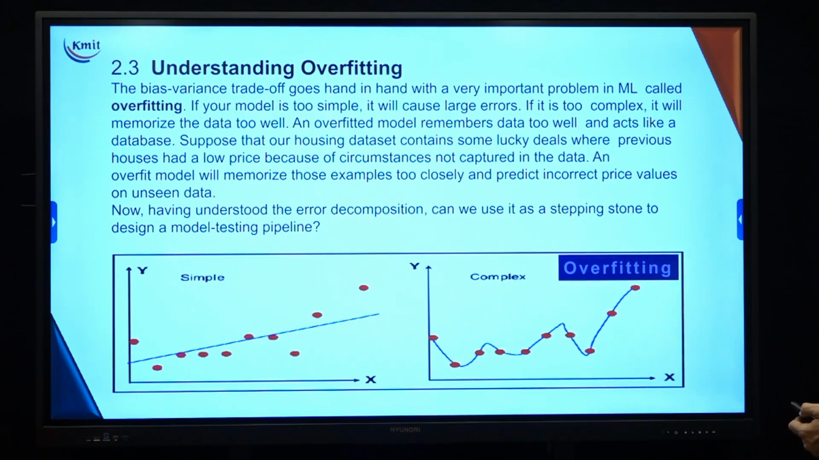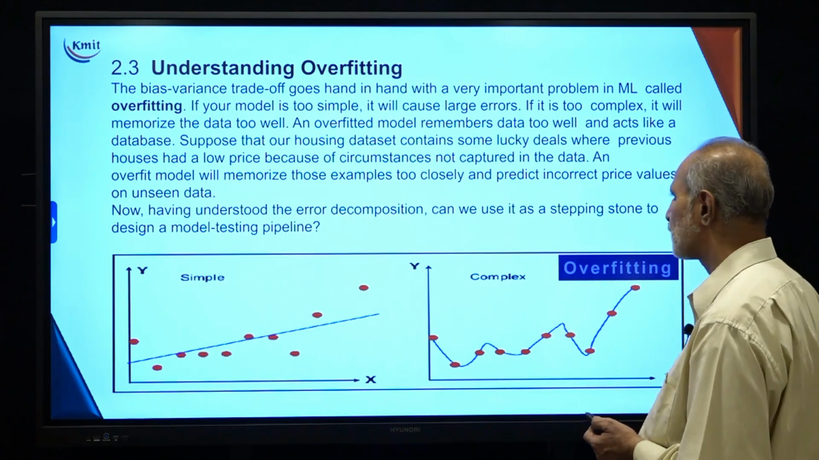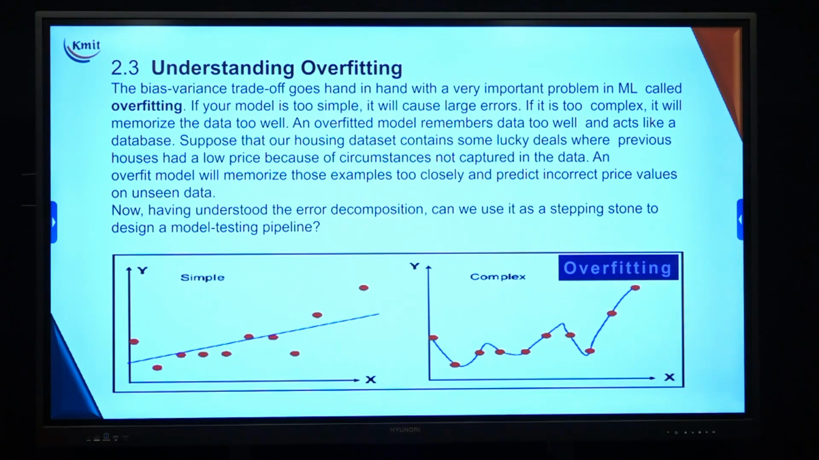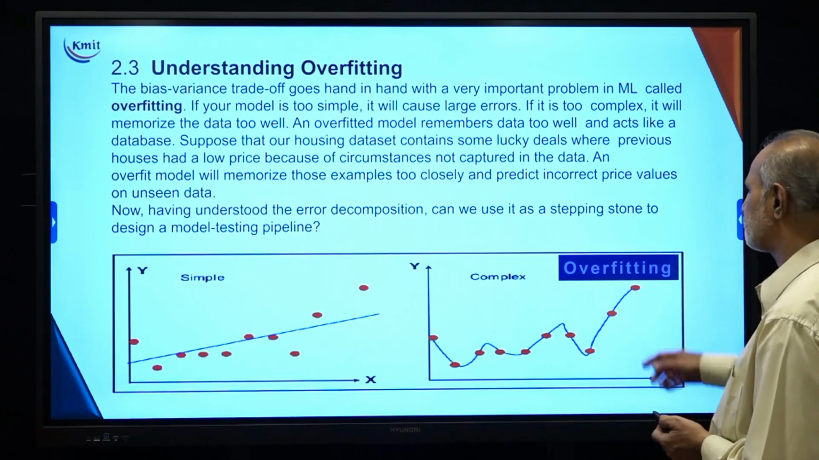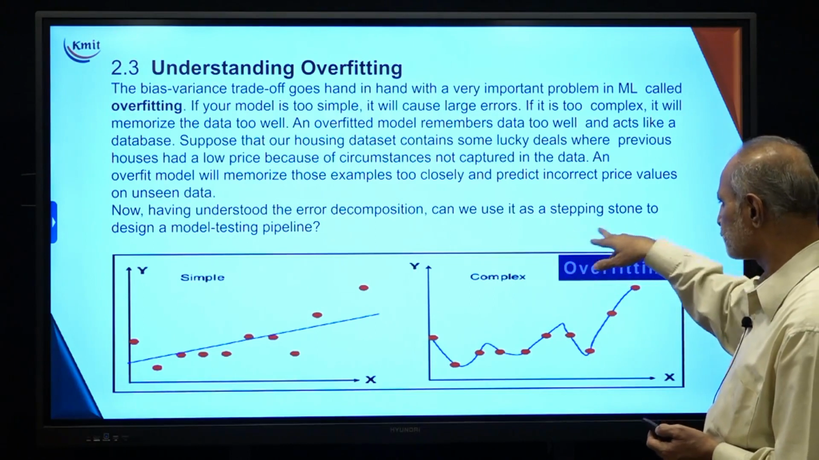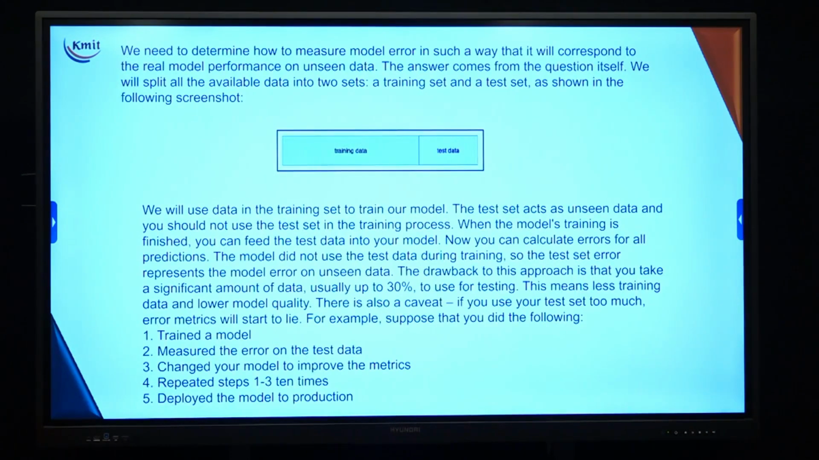Suppose our housing data set contains some lucky deals where previous houses had a low price because of circumstances not captured in the data. An overfit model will memorize those examples too closely and predict an incorrect price. So when money comes into the picture, a model has to be more rigorous. It has to be tested thoroughly on multiple data sets and data points, and then predict the correct value. Having understood the error decomposition, we can use it as a stepping stone for the design of model testing. This is what we call overfitting.